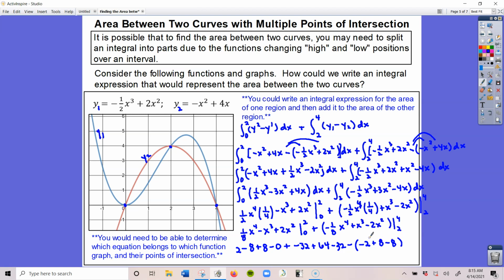So now we simplify this as much as possible. I see here that this negative 8 is going to cancel out with this positive 8. Over here, also this 8 minus 8 will also cancel. And then just a little shortcut here, I also have this negative 32 with this negative 32, which is negative 64. So these two negative 32s will cancel out with this 64. So what I have now is just 2 minus 0, which is 2, plus 2, which gives me a final answer of 4.